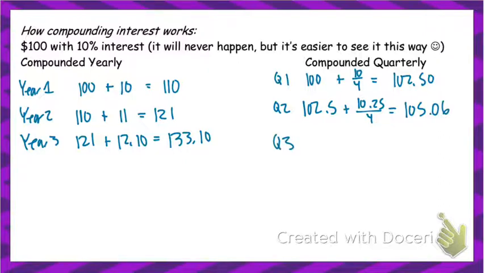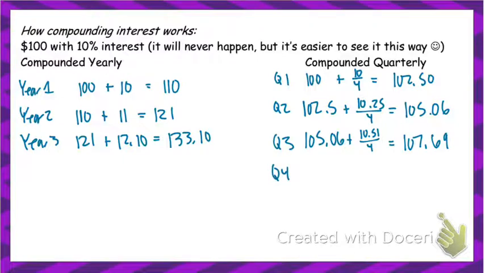Then I go to quarter 3. I start quarter 3 with $105.06. 10% of that is $10.51. I'm only getting a quarter of the interest because it's a quarter, and that's going to give me $107.69.